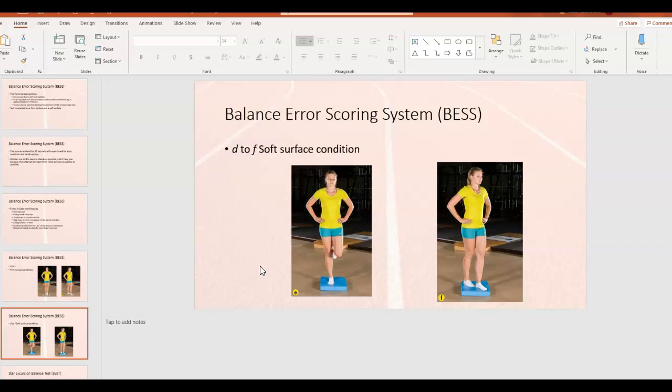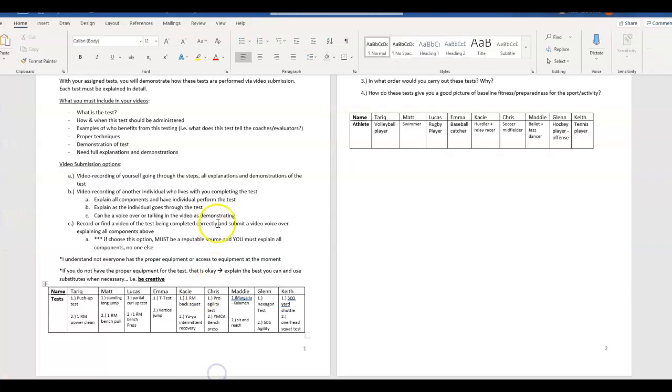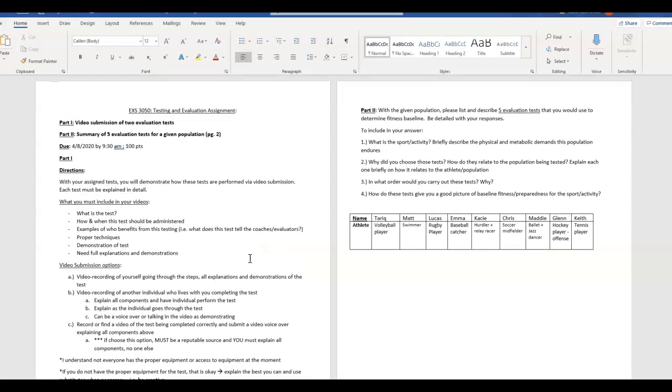So this is where you get to be creative. And again, I'm not going to penalize you for not having equipment. Just be creative, explain the test correctly, demonstrate it. Whether you're having someone else demonstrate it, you demonstrate it, or if you find a really good video, as long as someone else is not explaining this video. This has to be you demonstrating it, because normally in class, I would be having you coaching the rest of the class through these tests in the lab. But unfortunately, like I said, we have to be creative. So this is what we're going to do.